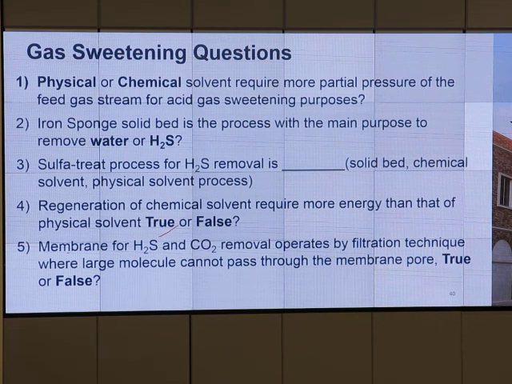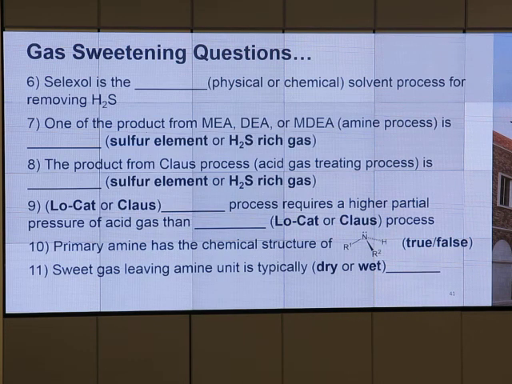Iron sponge solid bed is the process with the main purpose to remove water or H2S. Okay. Next. What's your name? Kyle. Okay, Kyle. Question 2. Water or H2S? Iron sponge. H2S. Very good. So review this by yourself.